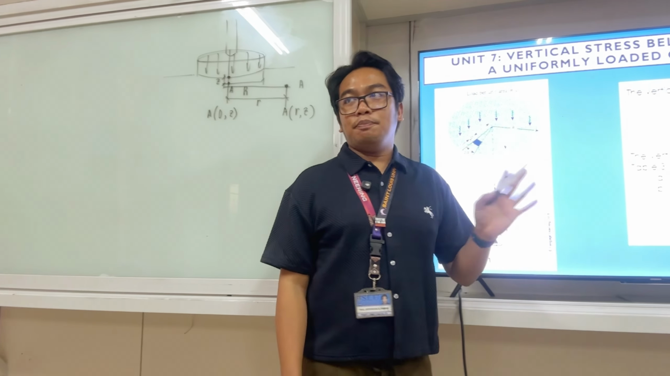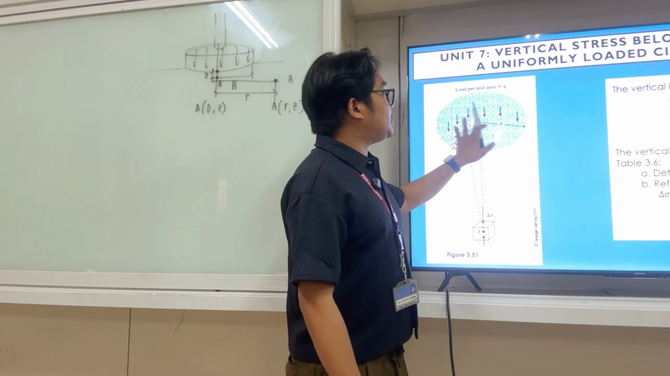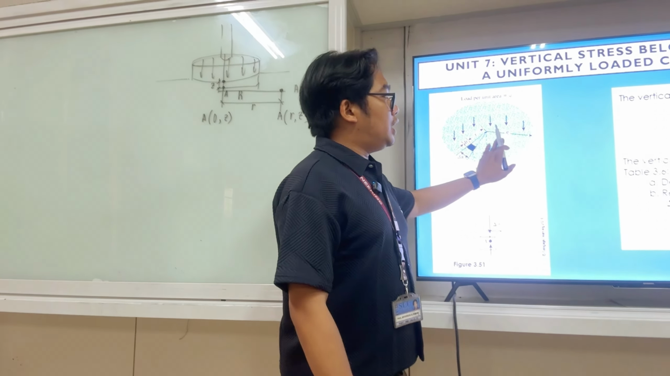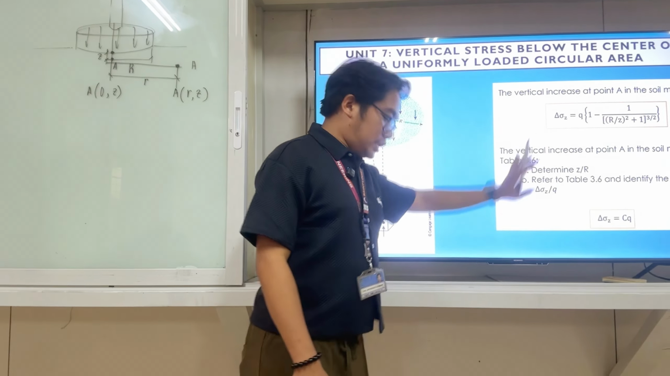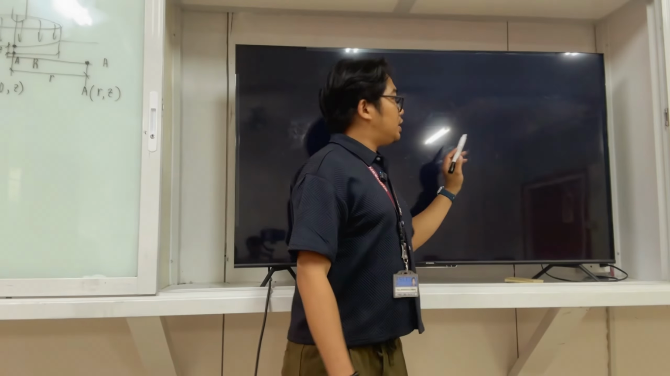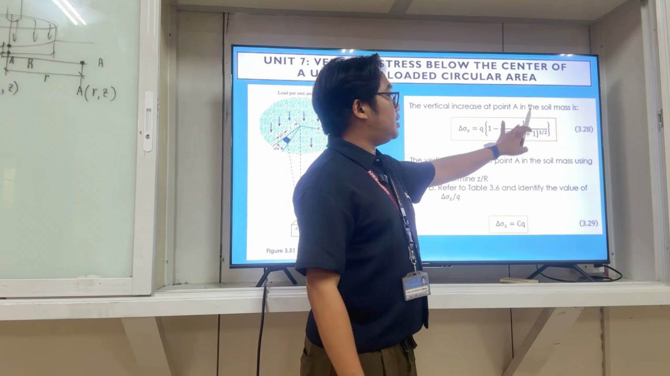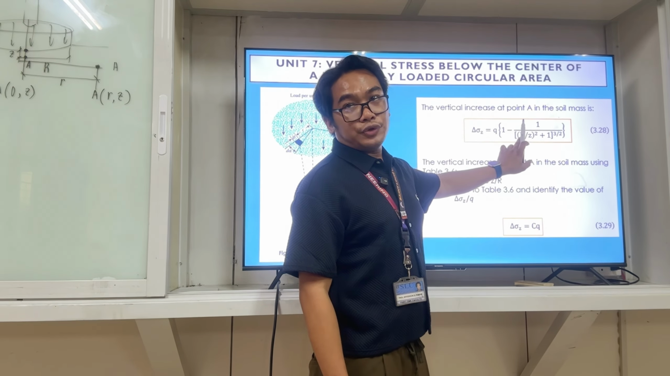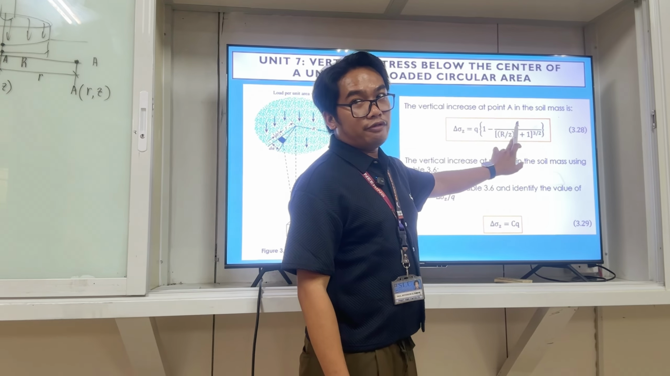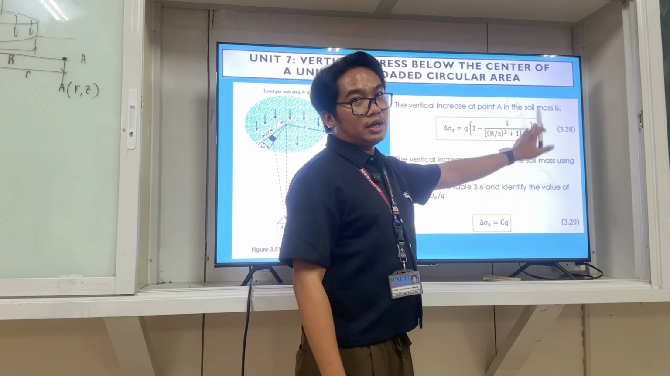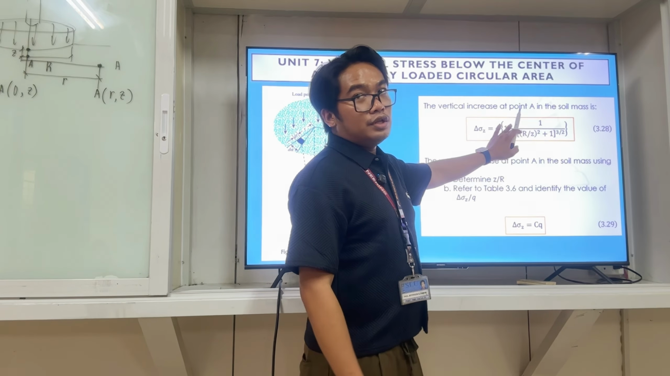But for now, if the point concerned is at the center of the circular load, the increase in vertical stress would then be computed as, again, the applied load Q times 1 minus 1 over the radius of the circular uniform load over the depth of the point of the soil mass Z squared plus 1 raised to 3/2. That is through the use of the formula.